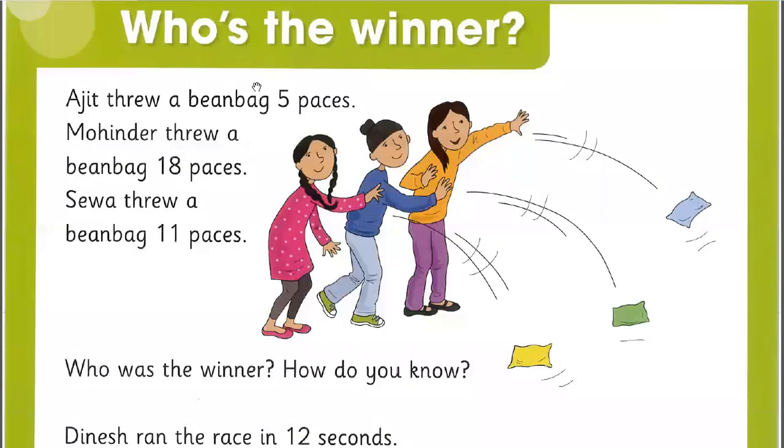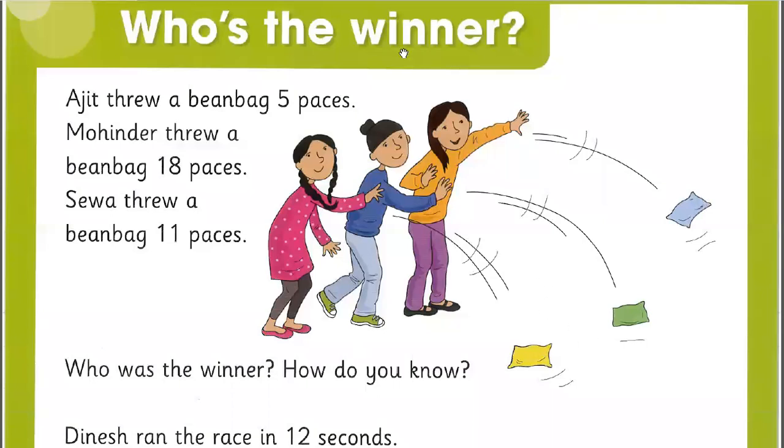Students are playing. Ajit threw a bean bag 5 paces. Mohinder threw a bean bag 8 paces. Siva threw a bean bag 11 paces. Who was the winner? How do you know? So who was the winner? Mohinder was the winner because he threw 8 paces. He threw his bean bag far away.